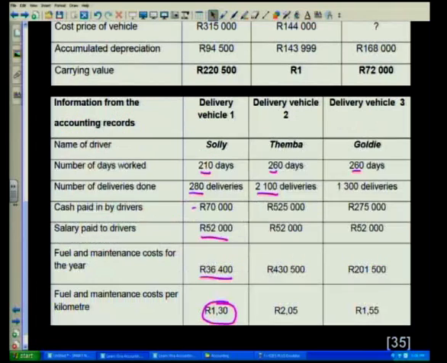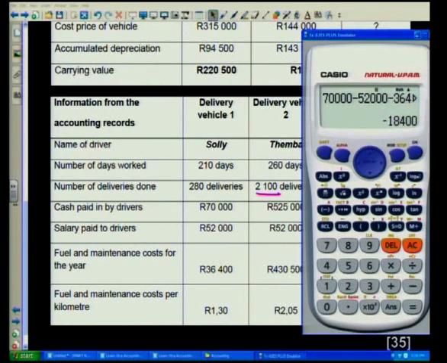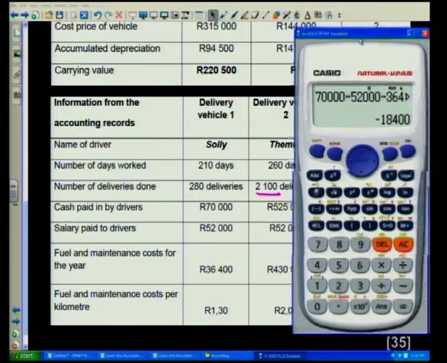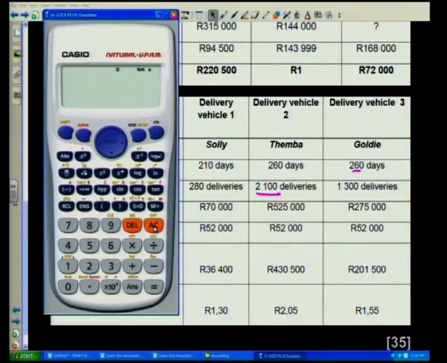You can see there from the information that's been given that Temba has been using this vehicle to do 2,100 deliveries. Much more than the other drivers. We could actually work out how many deliveries Temba is doing per day. Can you see that he has worked 260 days and he has done 2,100 deliveries? So if we say 2,100 divided by 260, we see that this vehicle is being used to do around 8 deliveries per day. It's a very busy delivery vehicle.